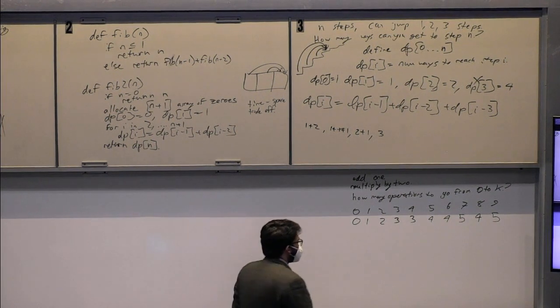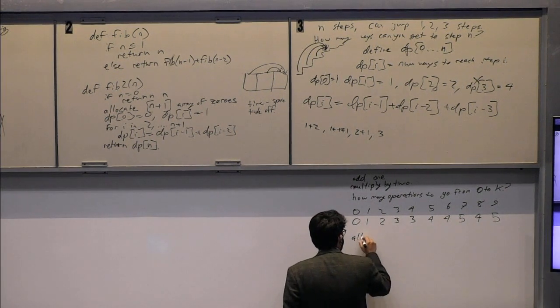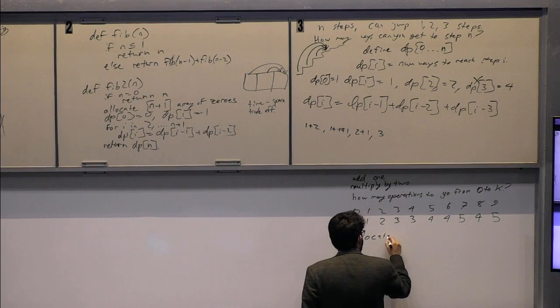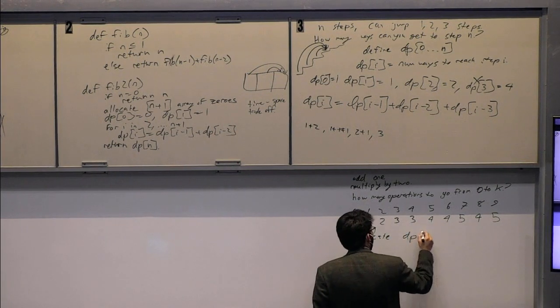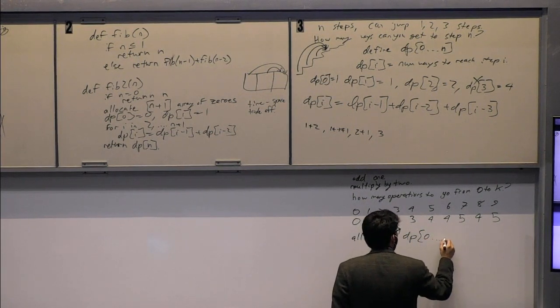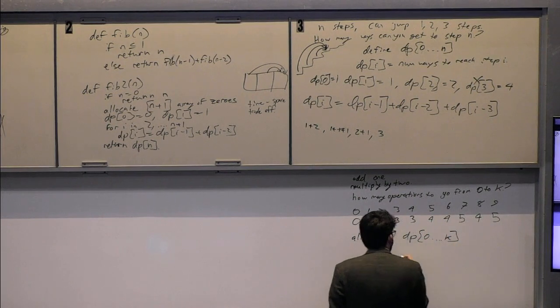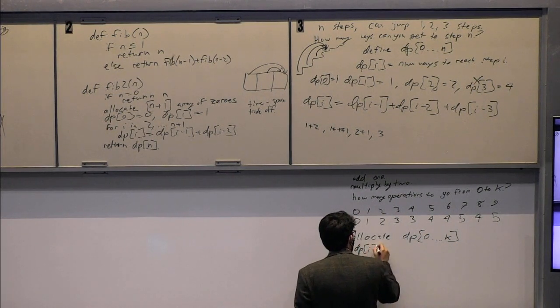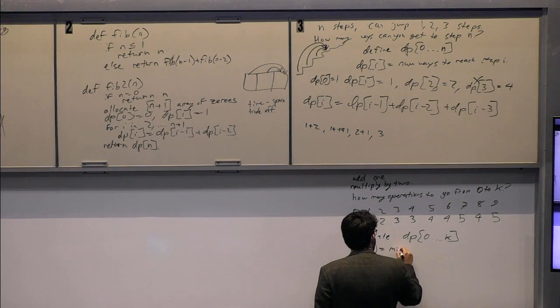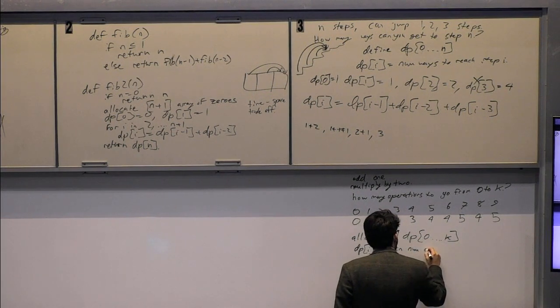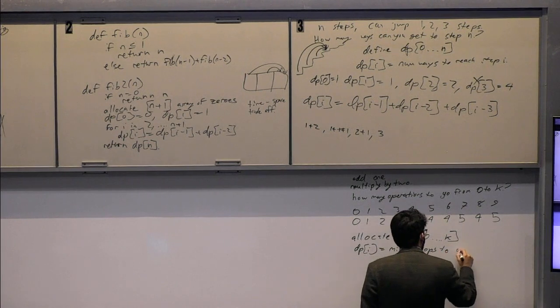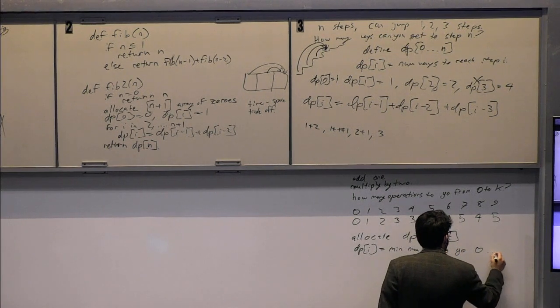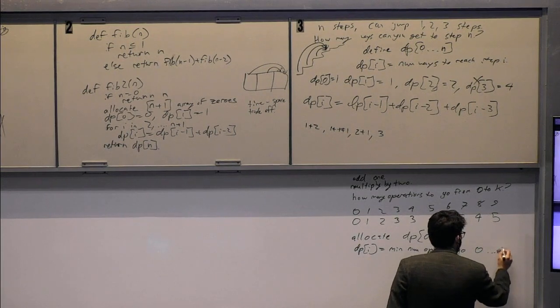Instead, we're going to use dynamic programming. So we're going to allocate a DP array from 0 to some k. And we're going to assign meaning to the kth element. So dp of i is equal to the min number of operations to go from 0 to i.